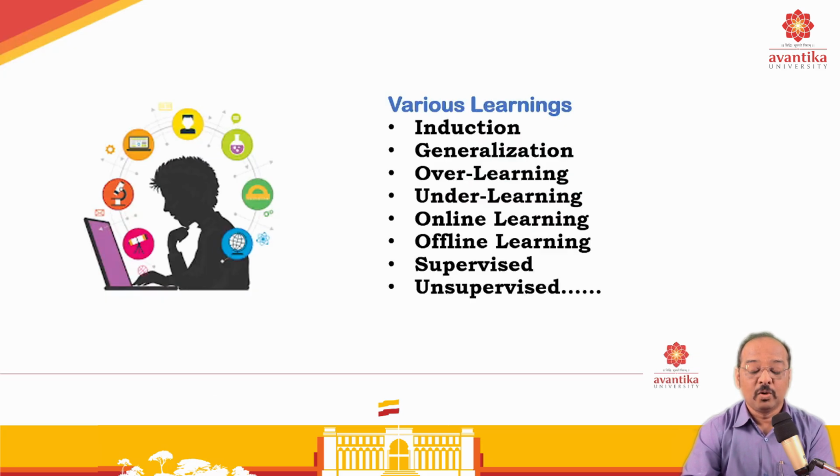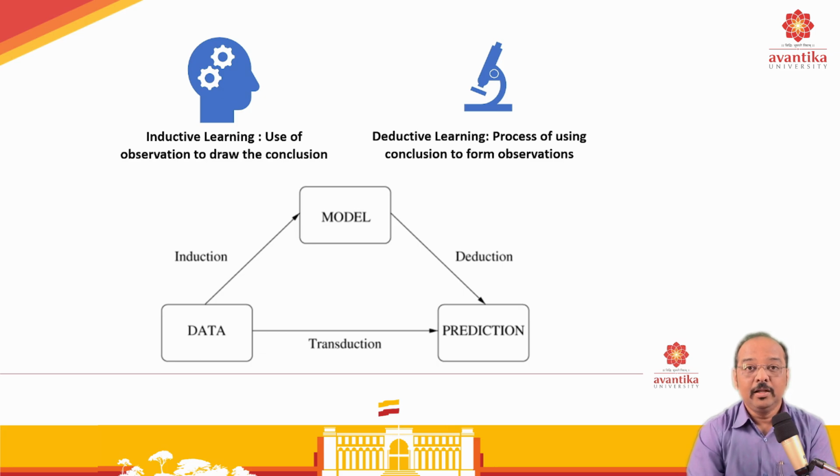So we are going to have various types of learning: generalization, overlearning, underlearning, online learning, offline learning, supervised learning, and unsupervised learning. The first few, overlearning, underlearning, online learning, and offline learning, you know very well, but I am going to give a brief of them. Overlearning and underlearning are the ability of a human or an intelligence based on repetitive decisions, understanding, supervision, and instructions. We are further going to have supervised and unsupervised learning related to machine learning.